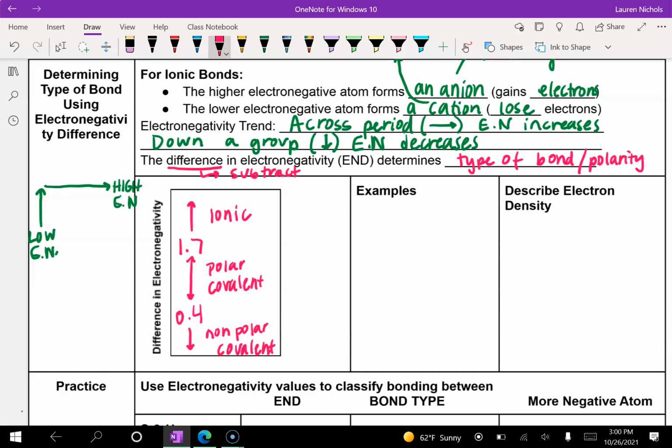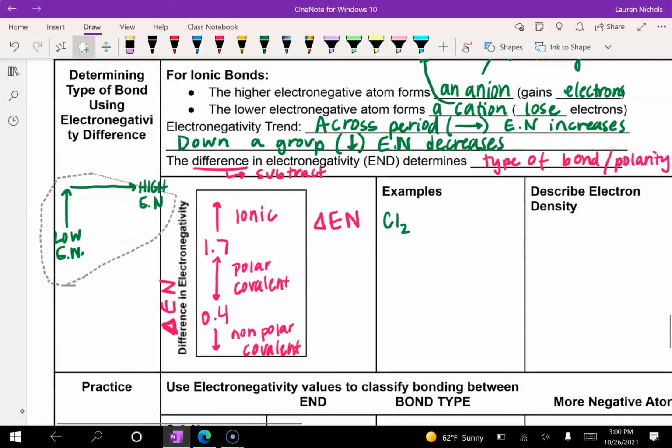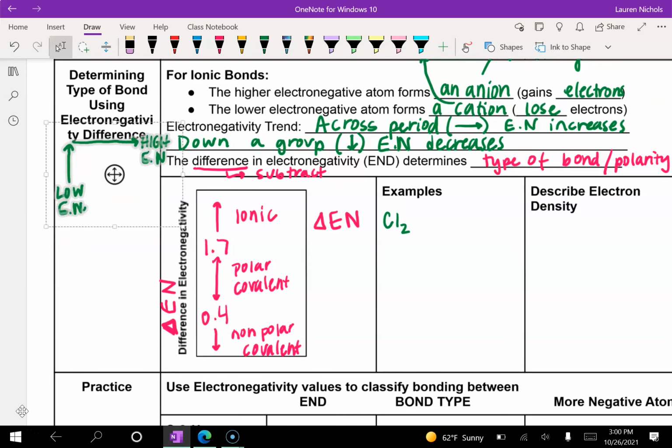Now, the difference in electronegativity, difference in math means subtract, and it's represented by the Greek letter delta, or this triangle. And so difference in electronegativity is sometimes abbreviated as delta EN, or triangle EN. So let's look at some examples. If I have a molecule of Cl2, I'm going to list out on the side a couple of electronegativity values that we're going to want to know. So I'm going to move this text higher so that we can look at that. All right.